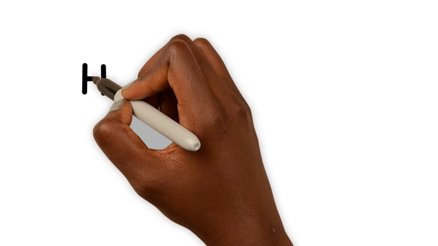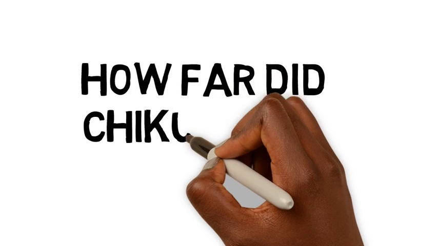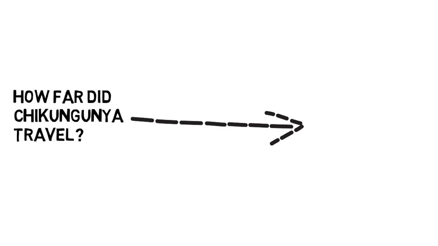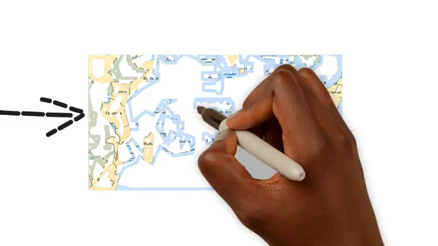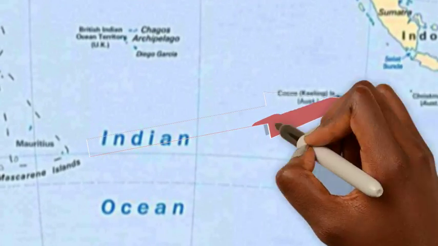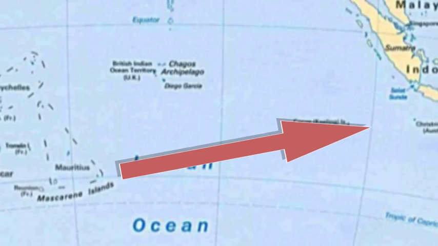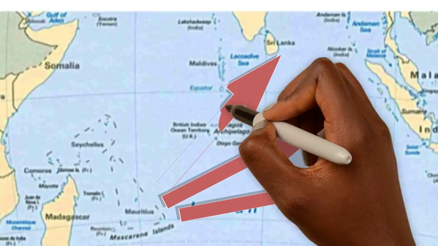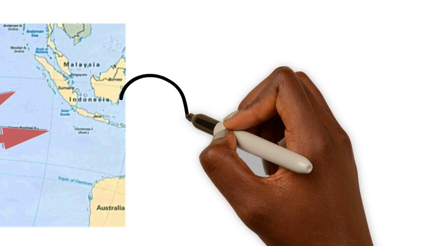How far did chikungunya travel? Let's take a look. This is a map of the Indian Ocean region showing migration of chikungunya from the various Indian Ocean islands to other regions, including Thailand, Vietnam, and Malaysia. Chikungunya spread through Asia, across the Caribbean, and into Mexico.